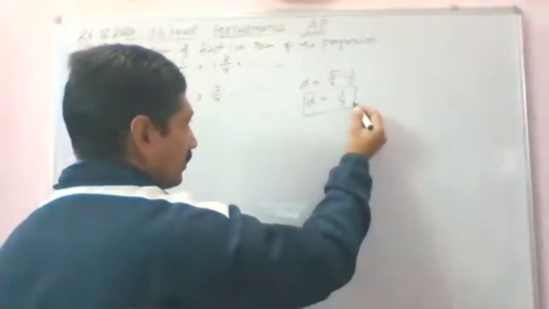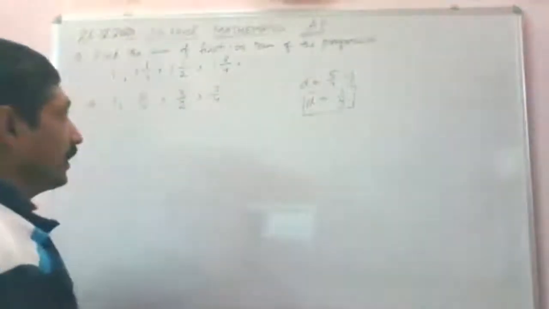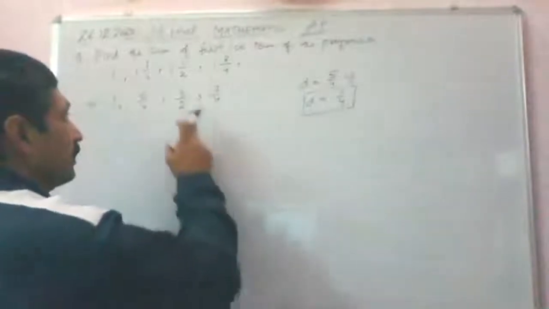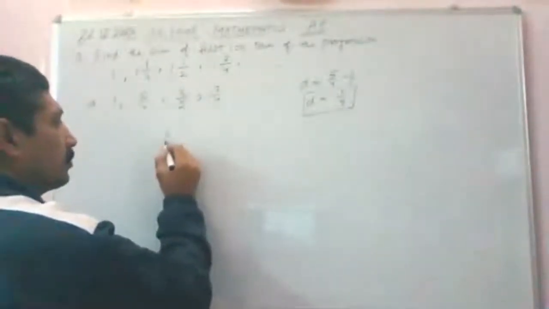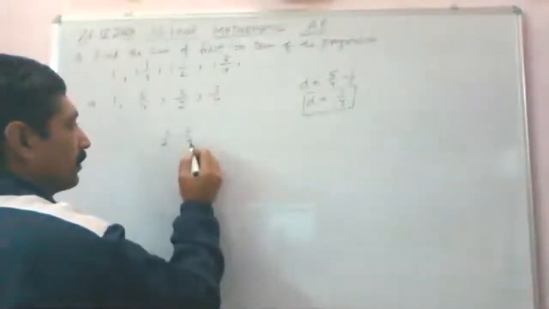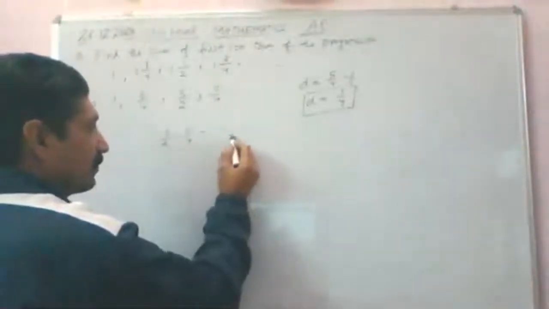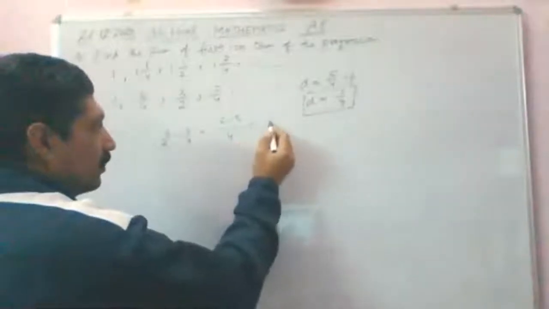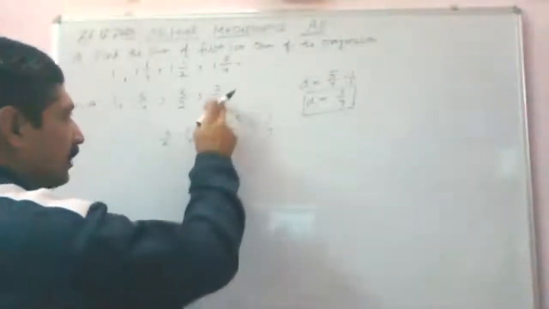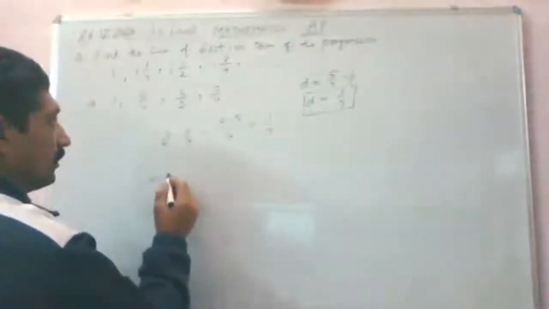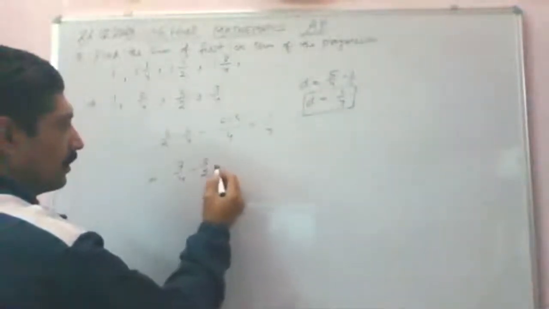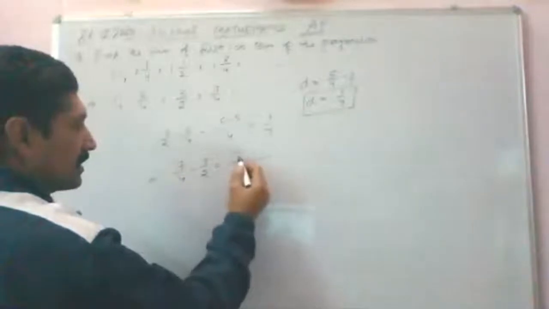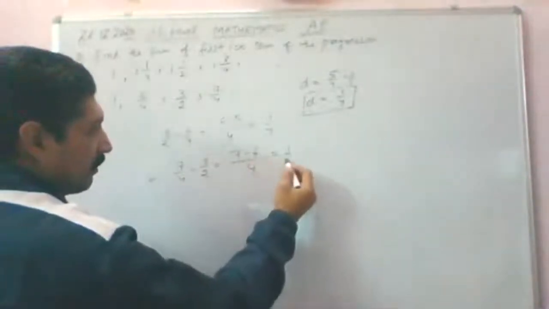If you want to check, it is already given the progression here. We can check like 3 by 2 minus 5 by 4. Right? So here LCM is 4. 6 minus 5, that is also 1 by 4. Next one also, that is 7 by 4 minus 3 by 2. So we have here 4, 7 minus 6 is equal to 1 by 4.